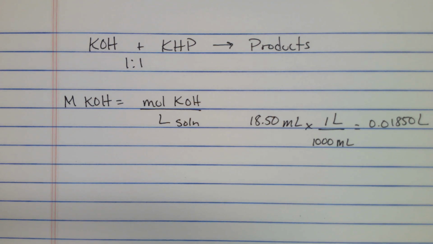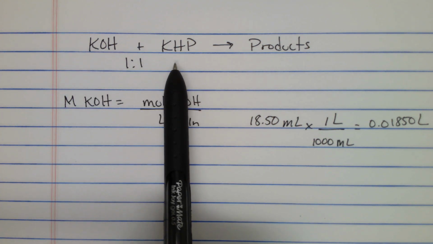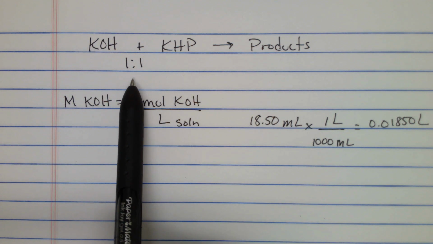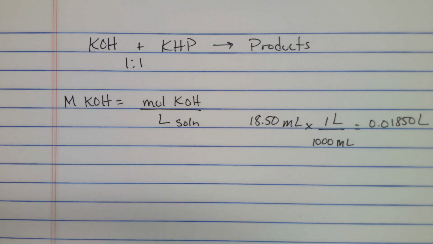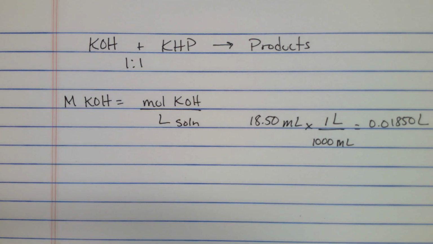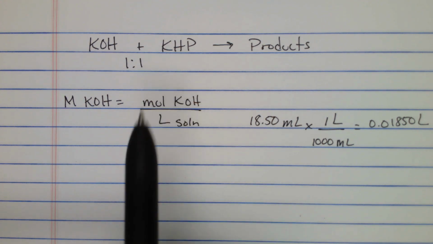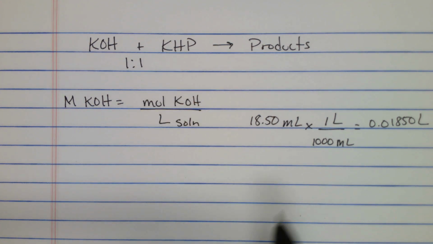Let's just do one more standardization problem. In this example, we'll standardize KOH, potassium hydroxide, against KHP. Again, the products don't really matter. The question tells us the stoichiometry is 1-to-1. Just like in the last example, the volume of our KOH, our titrant, is given to us. This is how much volume is used to standardize the KHP. So I convert to liters.